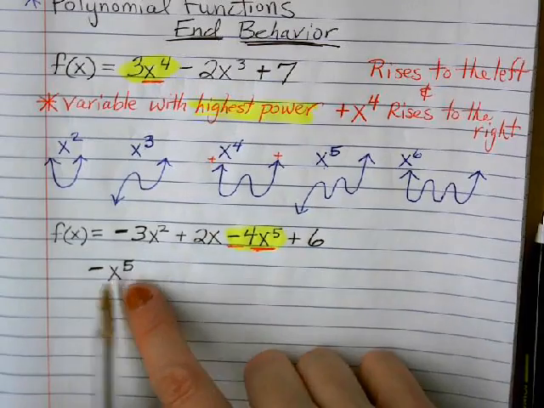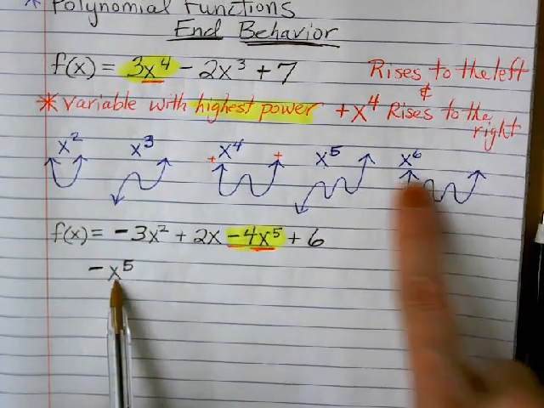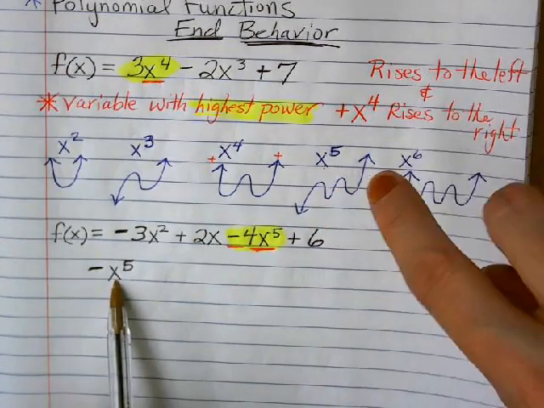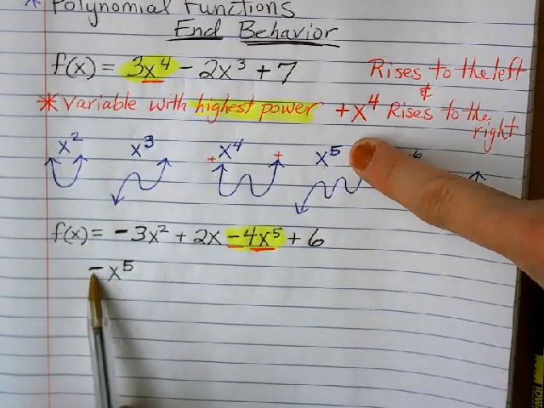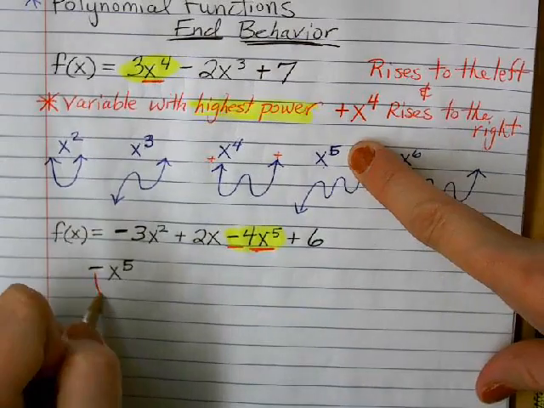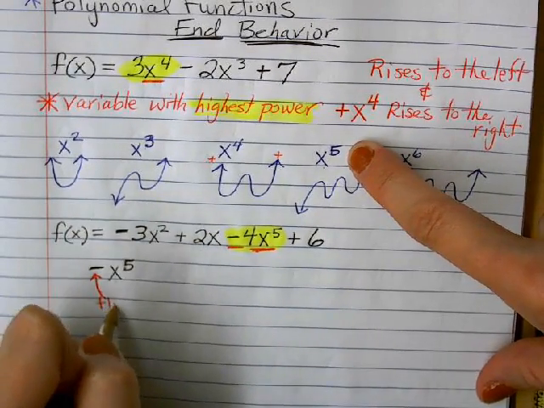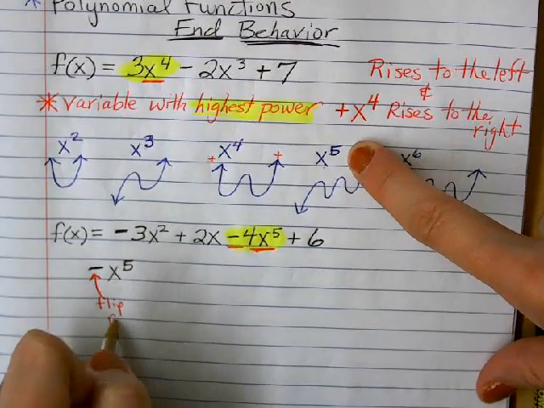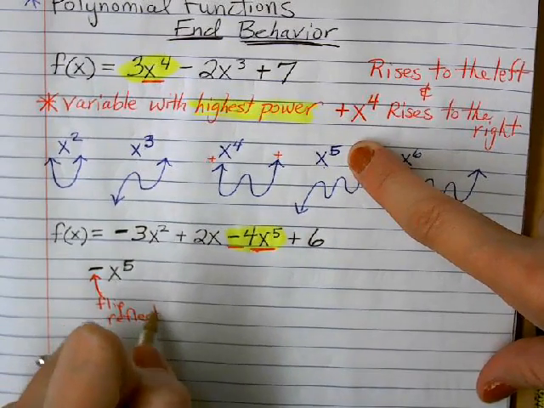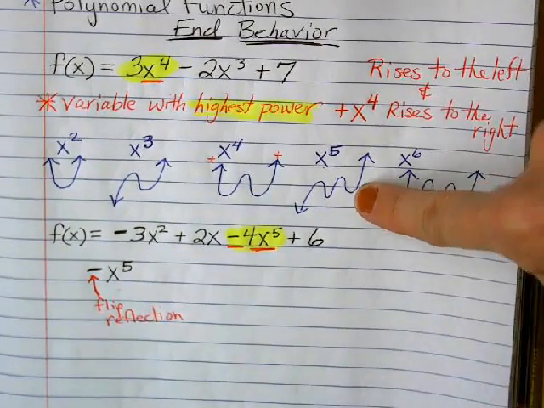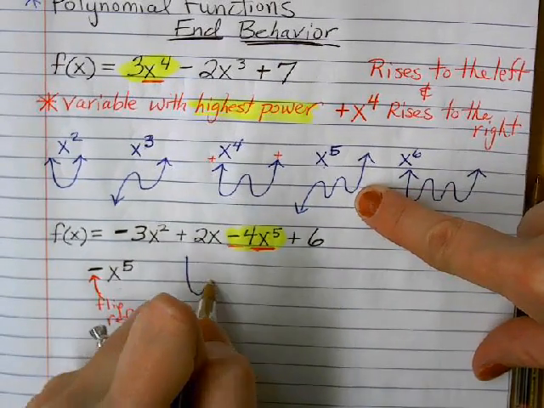So which graph is it similar to? Well, it's x to the fifth, so it's kind of like this one, but it has a negative. Do you know what this negative is going to do? Good job. I heard you guys in the back, they said flip it. It's a reflection. So it's like the x to the fifth picture I drew, but flipped around the other way. It's a reflection, so it'll look like this.